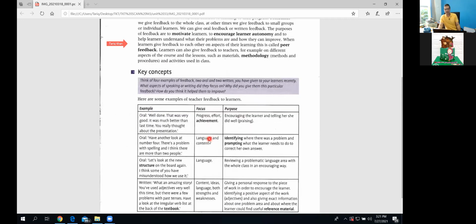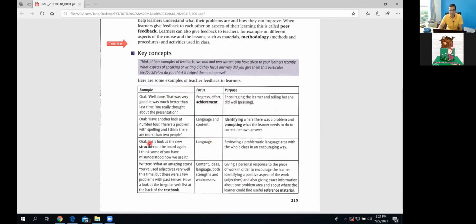Now we will go further and see a key concept: the example, focus and purpose. Oral feedback: you can tell the student or the parents orally, "Well done, that was very good. It was much better than last time. You really thought about the presentation." You can give oral feedback, a positive one, in this way. You can even memorize these things and note them down, so you can appreciate the student while they do some sort of performance.